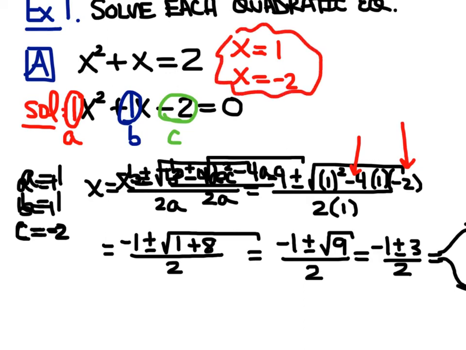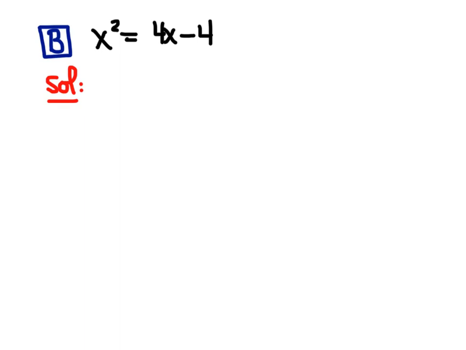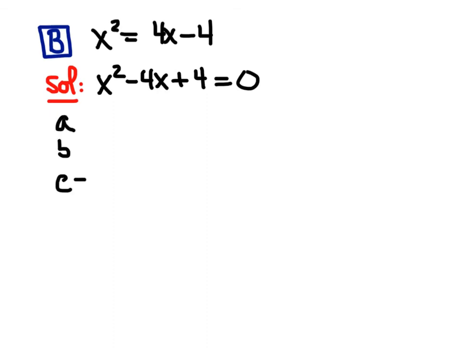All right. Let's go to the second example, part B. Again, solve x squared equal to 4x minus 4. So we're going to move everything to the left. You can move it to the right if you'd like, it won't matter, but we're going to set everything equal to 0, so we'll do that by moving everything to the left.